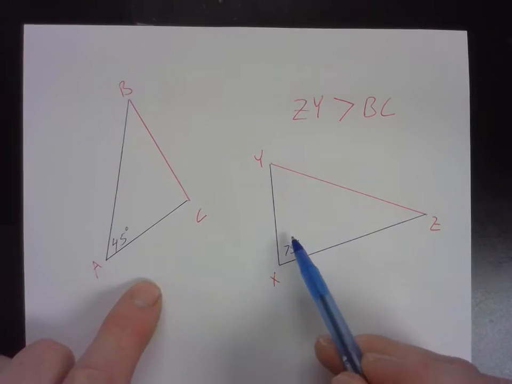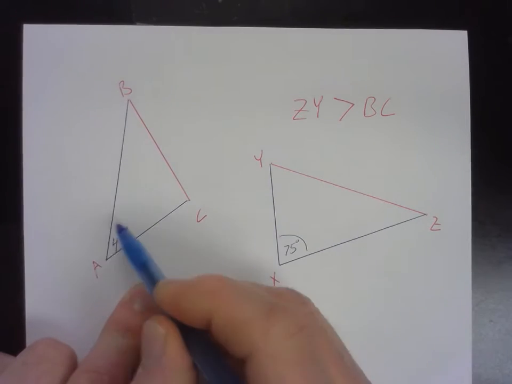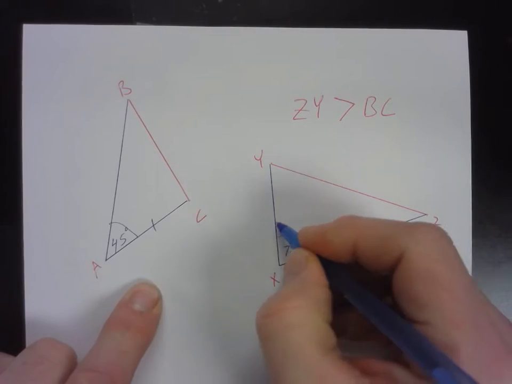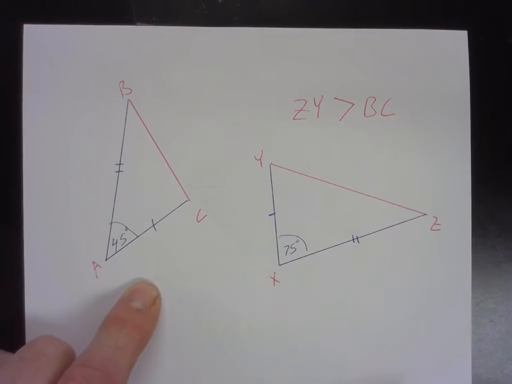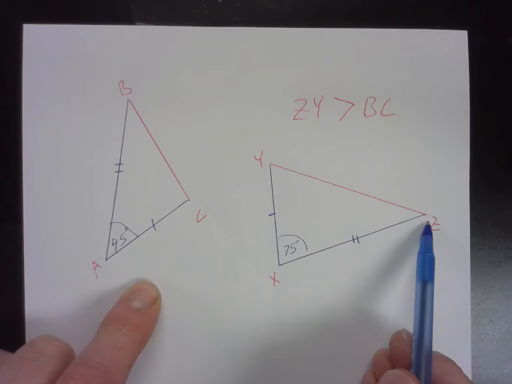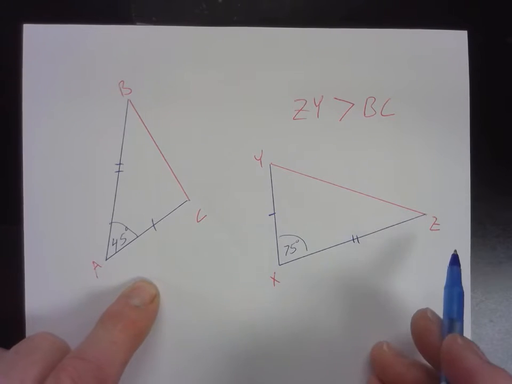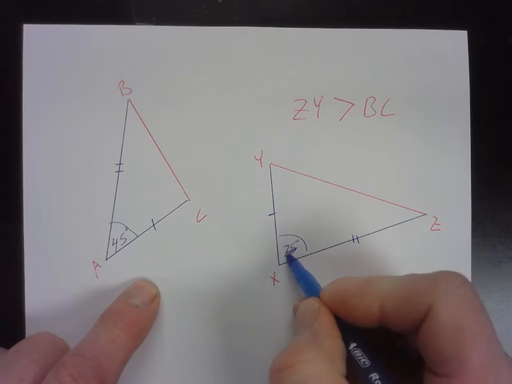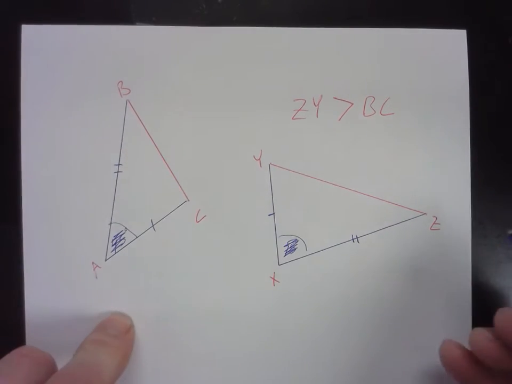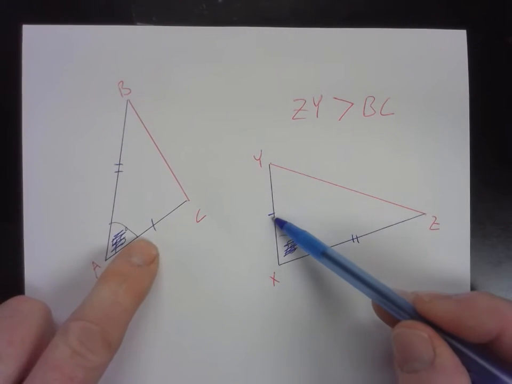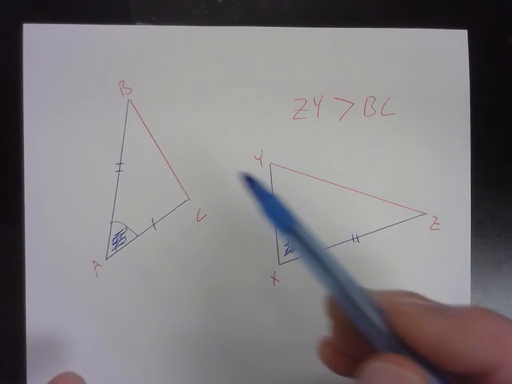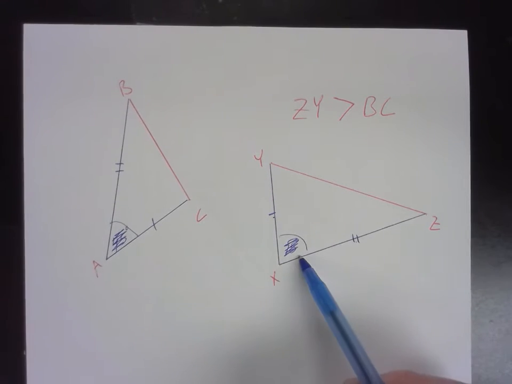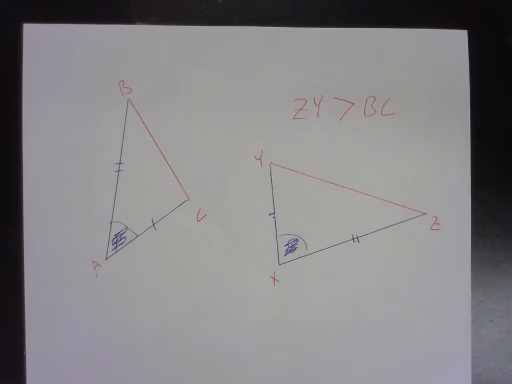I know this angle, the included angle here, is greater than the included angle here. These two sides are congruent. These two sides are congruent. Okay, we know YZ is longer, don't we? Okay, the converse would be we don't know what the angles are, but we do know that two sides are congruent, and the third side, YZ, is greater. And so this angle's got to be greater. Does that make sense? So you have the hinge theorem, and then you have the converse of the hinge theorem.